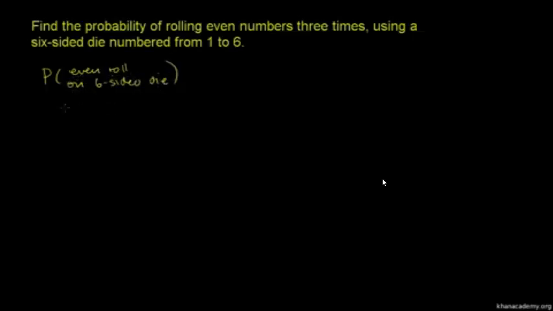Well, how many total outcomes are there? How many possible rolls could we get? You get 1, 2, 3, 4, 5, 6. And how many of them satisfy the condition that it's an even number? Well, it could be a 2, a 4, or a 6. So the probability is the events that match your condition, 3 of the possible events are an even roll, out of a total of 6 possible events. So there is a 3 over 6, the same thing as a 1/2 probability of rolling even on each roll.